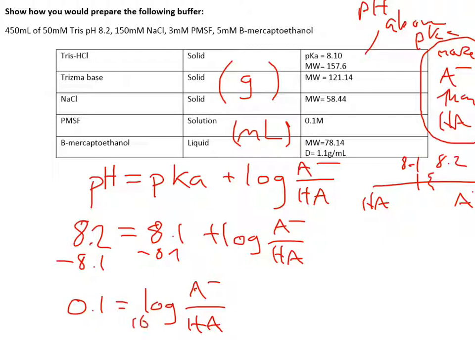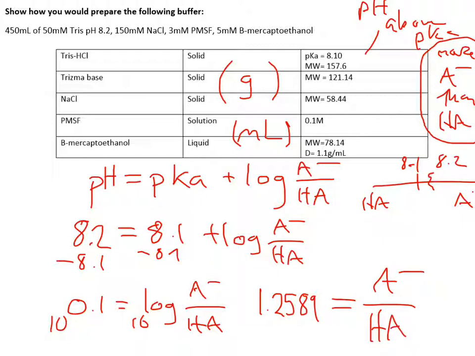We do 10 raised to both sides. 10 to the 0.1 is 1.2589. I like to not round as much as possible here because when these are logs and ratios, any rounding can throw us off early on. So I like to try to go out to 4 decimal places or so to start. And that's going to be our ratio of A to HA.